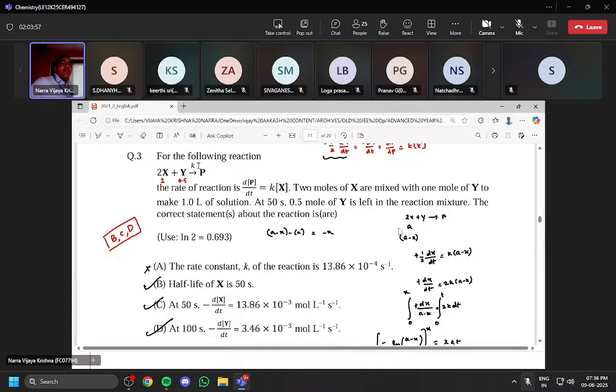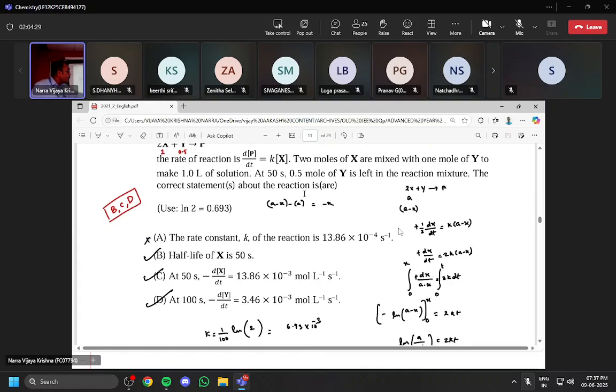2x plus y. We solved a plus b gives rise to products. Now they gave 2x plus y gives rise to products. Rate of reaction dp by dt equals k into x. It means the rate of reaction depends upon only x, so it is independent of y. What is the order? First order, right? 2 moles of x are mixed with 1 mole of y to make 1 liter of solution. At 50 seconds, 0.5 mole of y is left in the reaction mixture. Which among the following statements are correct?